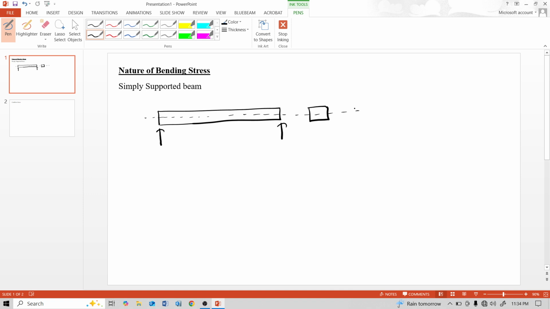If the beam is not loaded, then the beam will not bend, as shown in this figure. And if the simply supported beam is loaded, the beam will bend in such a way that it produces compressive stresses in the upper layer and tensile stresses in the lower layer. That means the beam is subjected to sagging bending, like this.